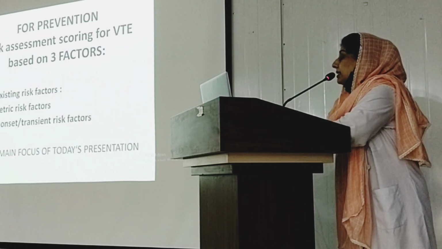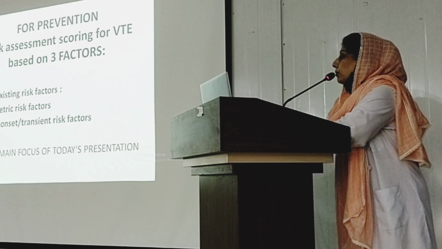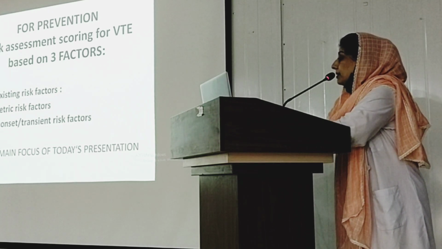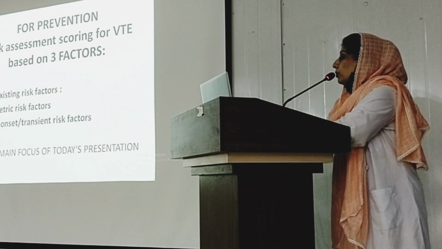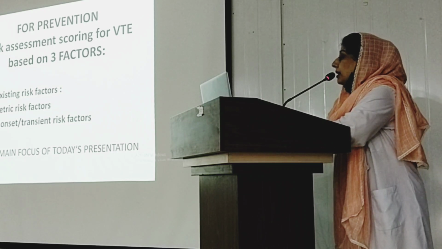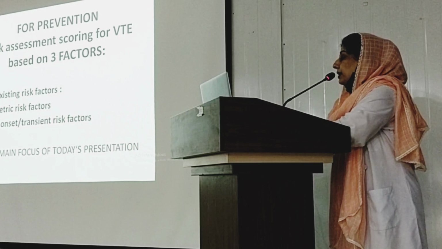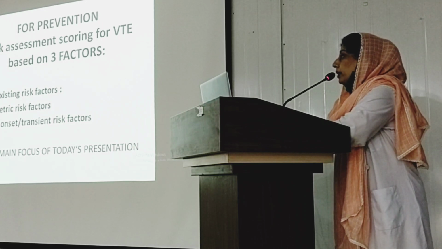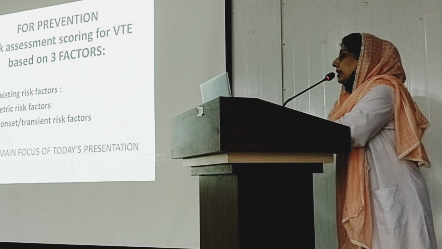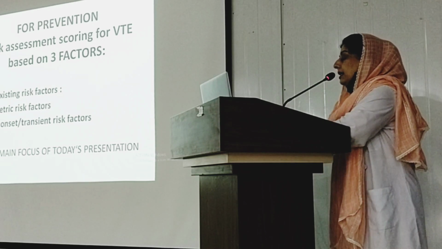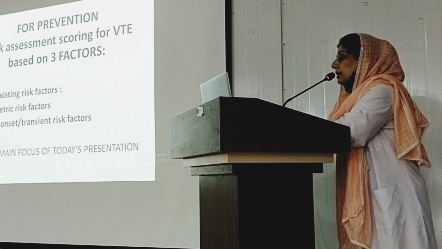For prevention, risk assessment scoring of venous thromboembolism is based on three factors. Number one, pre-existing risk factors. Number two, obstetric risk factors. And number three, new onset or transient risk factors. On the basis of these three risk factors, we will have a score for the patient and determine whether thromboprophylaxis is needed or not, and for how long. This is the main focus of today's presentation.